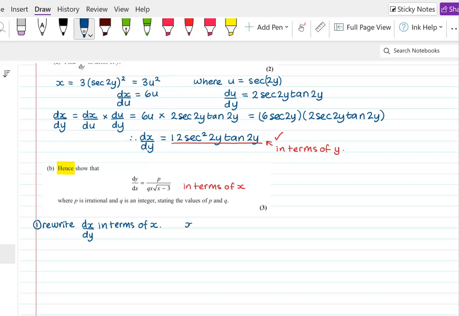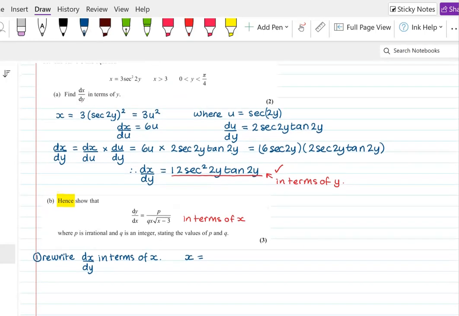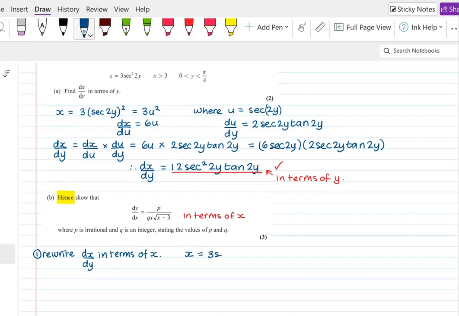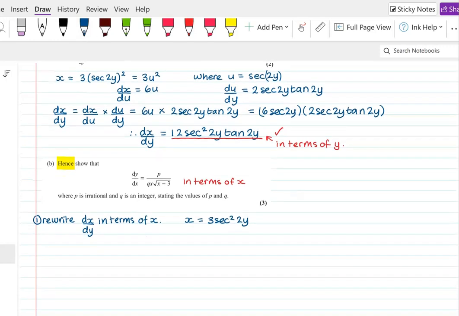Now, I'm going to remember that x, at the beginning of the question, was written as 3 sec squared 2y. So if I look in my expression for dx/dy, I need 12 sec squared 2y. And I know that's 4 times as big, so I think that's going to be equal to 4x. That's nice. So I've got the first part of that as 4x there. But tan 2y I'm going to need to express as well. So let's have a little think about this.